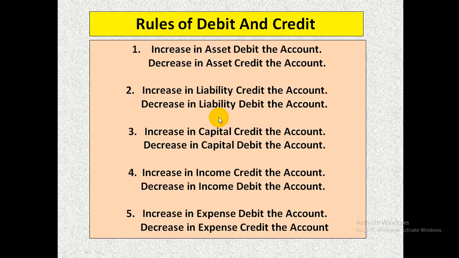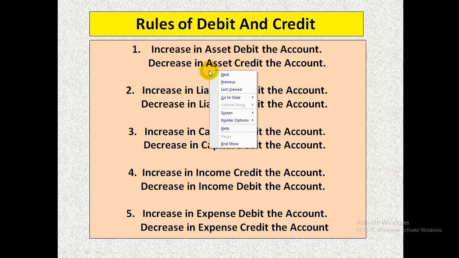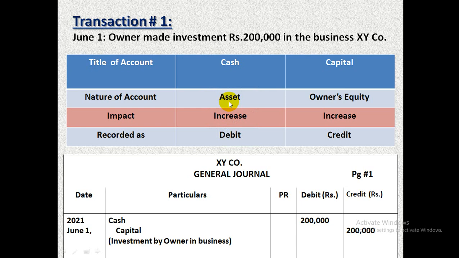Asset when increased should be recorded in the debit side. That is why we are recording asset, that is cash, in the debit side.